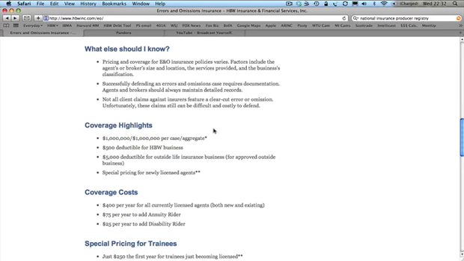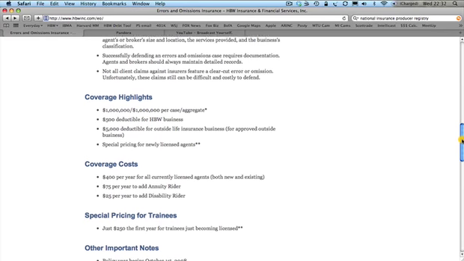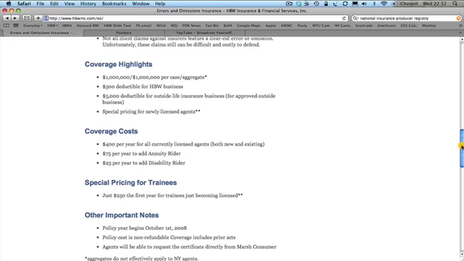Coverage highlights is it covers you for $1 million. It's a $500 deductible for your HBW business. You can also add outside business to it. For example, if you're selling insurance through a carrier not contracted through HBW, you can be covered under this policy for that carrier as well. But important note, you must submit to the insurance underwriters at Marsh that you are doing that and get approval to be covered there. But it will cover all your HBW business. Any outside business you must get approved through Marsh.